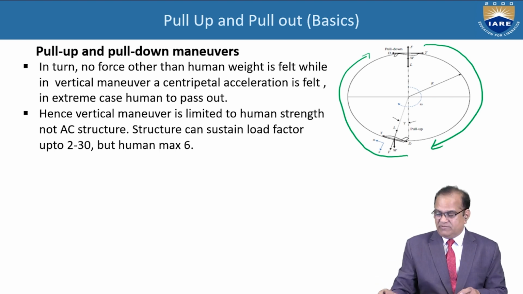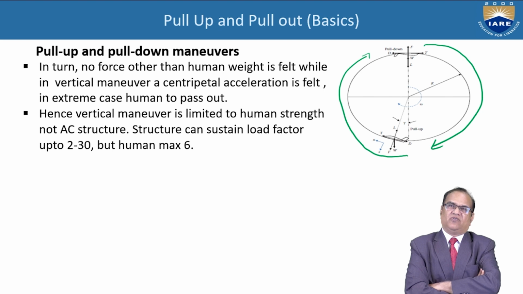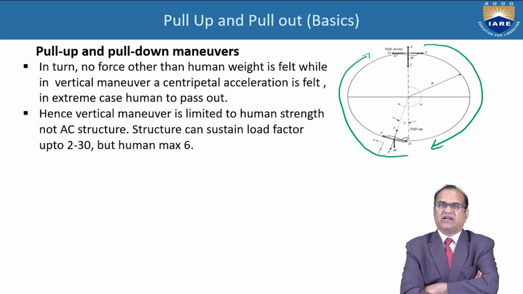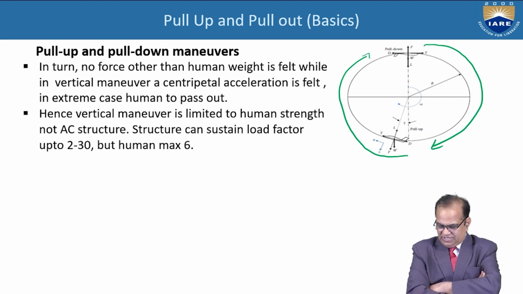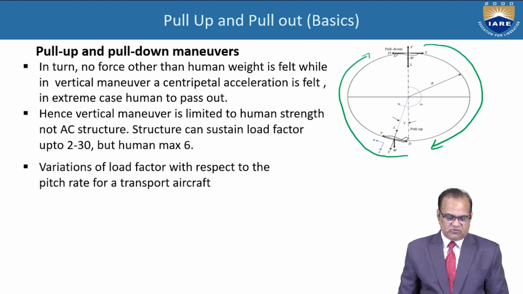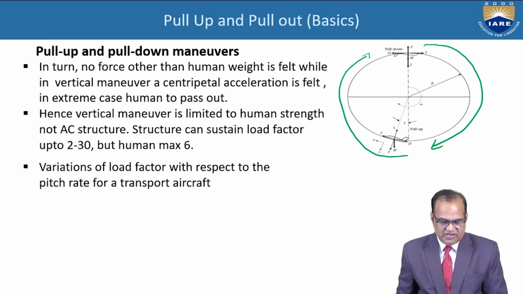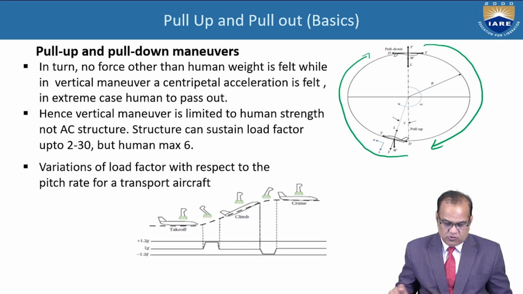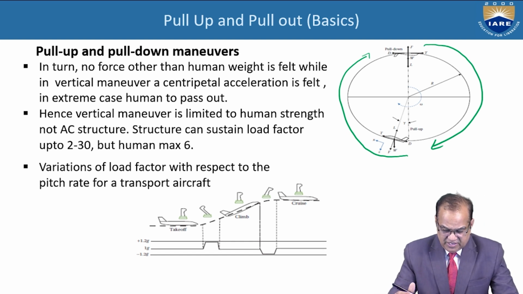We have seen the Venn diagram in the turning flight, but we will not have it in this, because here only the human factor is very important, not the structural problem. Structure can sustain a load factor of up to 20 to 30, but a human can only sustain a maximum of 6. The variation of load factor with respect to the pitch rate of a transport aircraft is shown here. You can see that at takeoff and climb, you will have 1G. If you are diving, you have the minus. If you are climbing, it will have the plus.